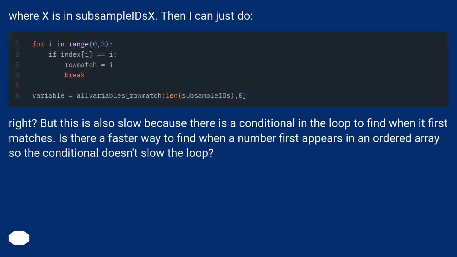Where x is in subsample ids. Then I can just do that. But this is also slow because there is a conditional in the loop to find when it first matches. Is there a faster way to find when a number first appears in an ordered array so the conditional doesn't slow the loop?